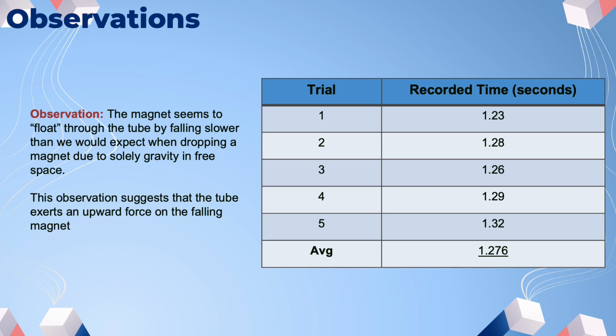Here are my experimental results. You can see there are 5 trials and 5 recorded times of the magnet falling through the tube. And here I observed that the magnet seems to sort of float through the tube by falling slower than I would expect when dropping it just in free space, and the only force acting on it being gravity. This observation suggests that the tube is exerting an upward force on the falling magnet.